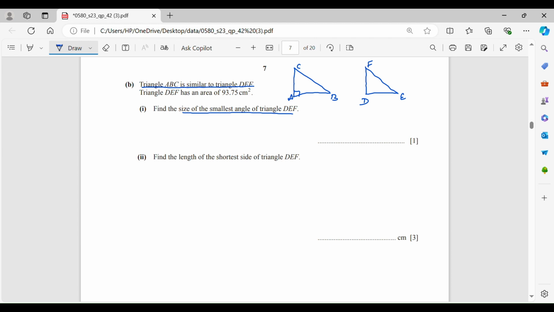This will be F. Now we have already found angle C, which is 61.9, right? So the smaller angle will be this angle. Angle B, angle ABC, will be equal to 90 minus 61.9, which will be equal to, we will use the calculator for this, 28.07.